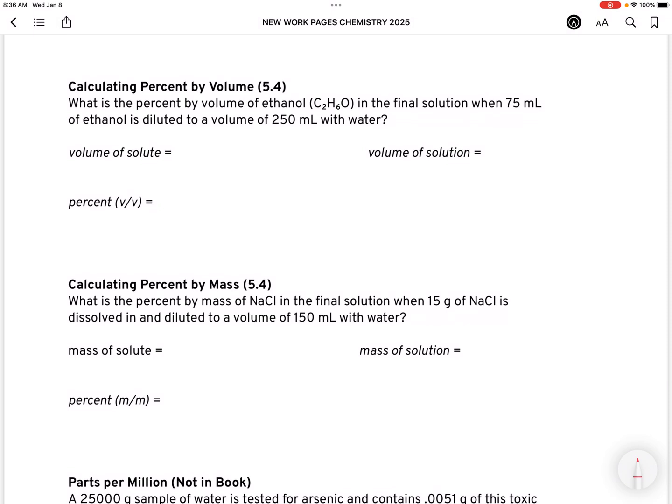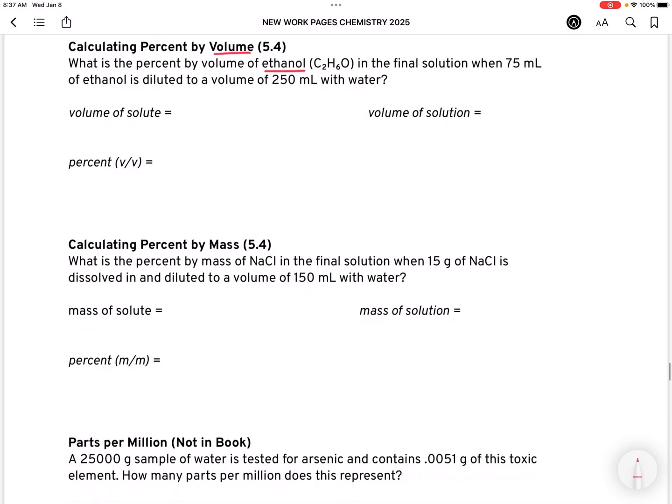Now when we're thinking about concentration, there's more than one way to calculate concentration. Before, in previous videos, we've talked about using molarity, moles per liter, but in this situation we're thinking about how much of our solute is in the solution based on a percentage. Now, with volume, we're thinking of liquids, like in this example, we're using ethanol.